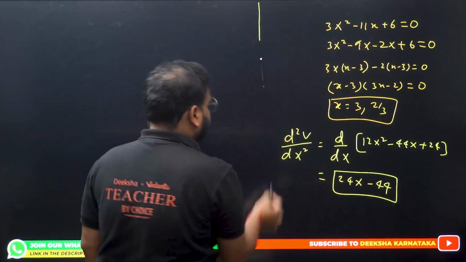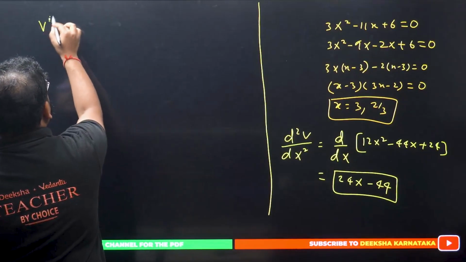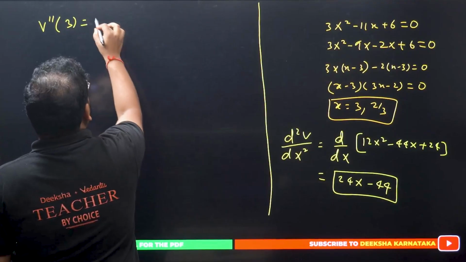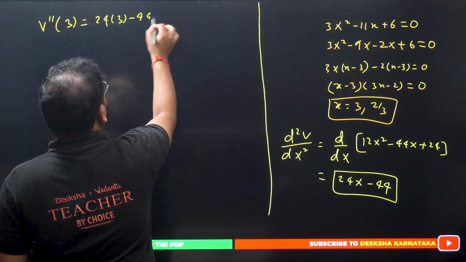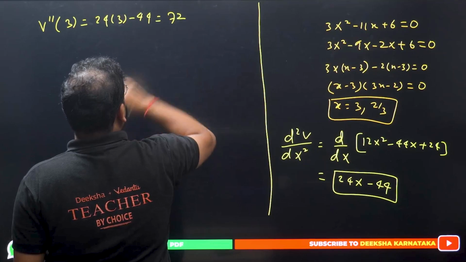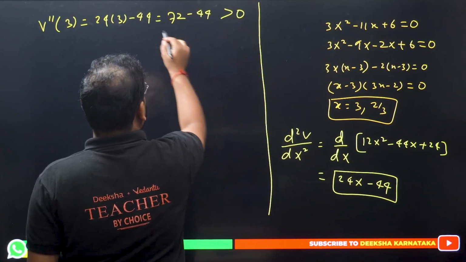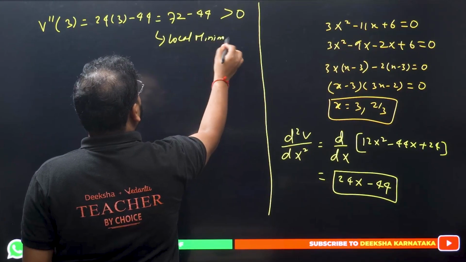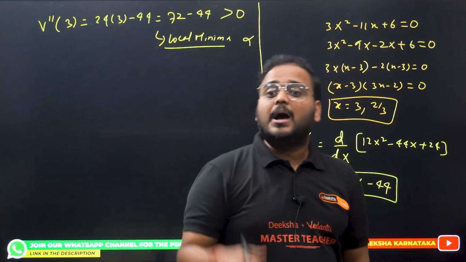Looking for extreme values now. We can call this v double dash at the point 3. At the point 3, please check. I get 24 into 3 minus 44. How much is that? 72 minus 44. Correct? This is of course more than 0, so this will become a local minima. Do I want this? No. We don't want the minimum value, we want the maximum value.